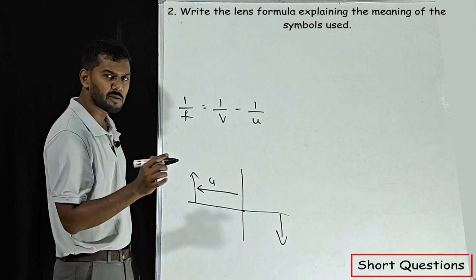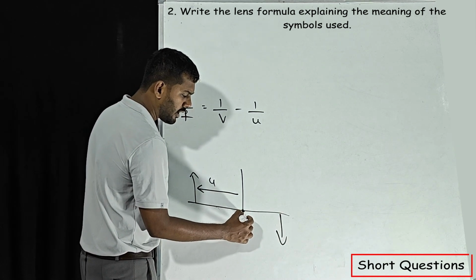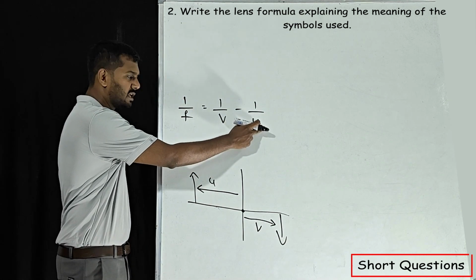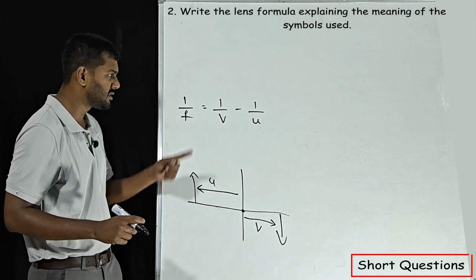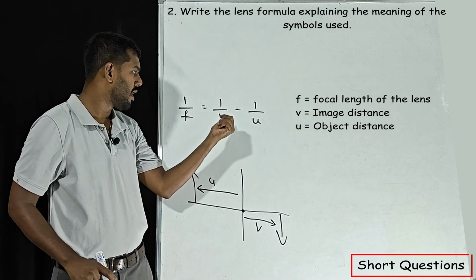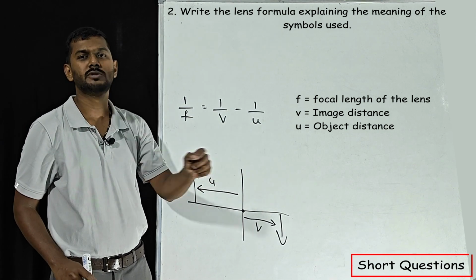And where is the image formed? The image is formed here, correct? From the optic center till the image is called V. So U is the object distance, V is the image distance. This is what you are going to write. F is equal to focal length of the lens, V is the image distance, U is the object distance.